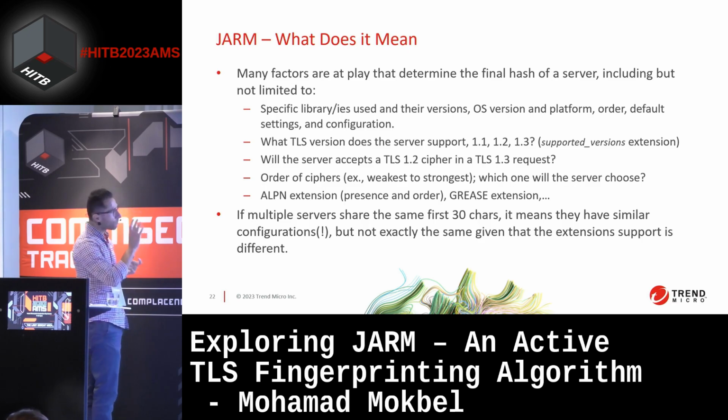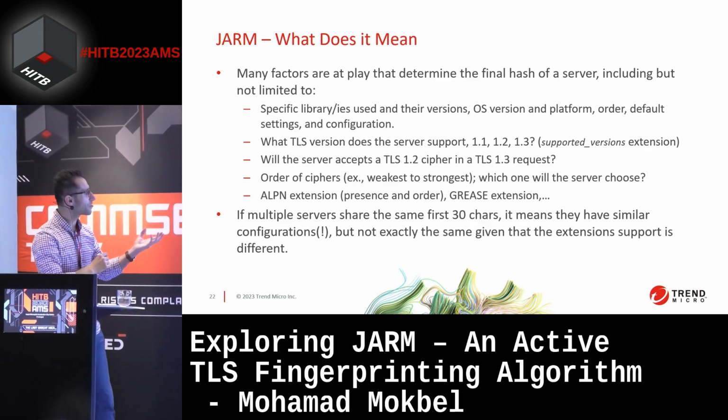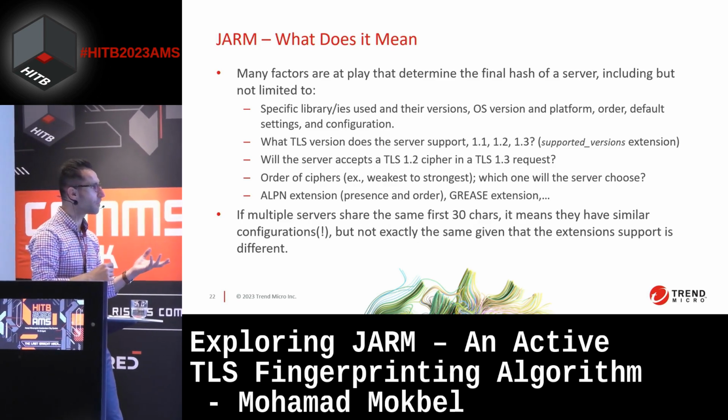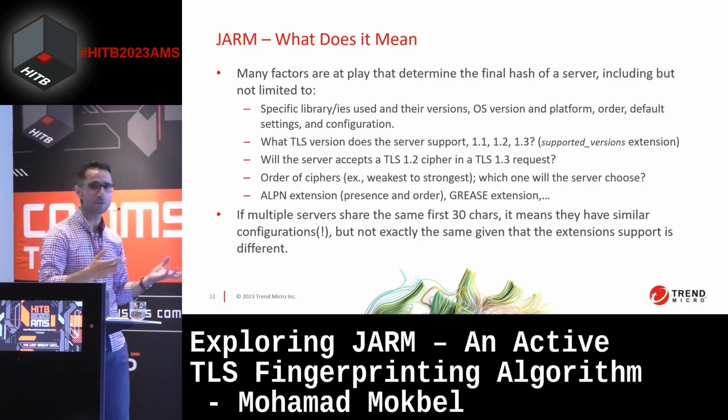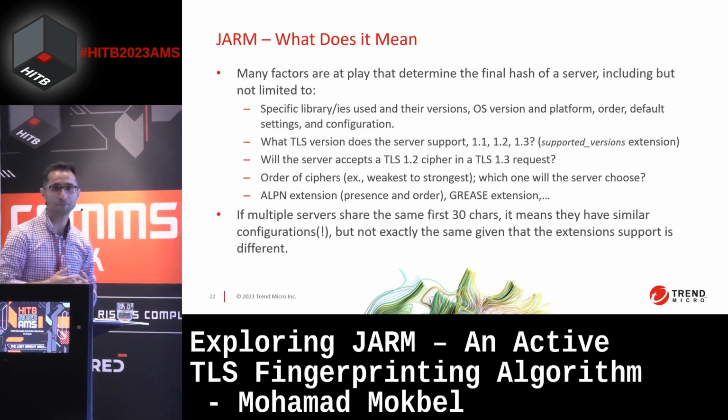And by looking at the JARM fingerprint, what does it mean if the first 30 characters match, but not the last 32 characters? It means that the configuration is similar, but they're not exactly the same. The servers are not exactly the same, since the list of extensions it's responding with is different.